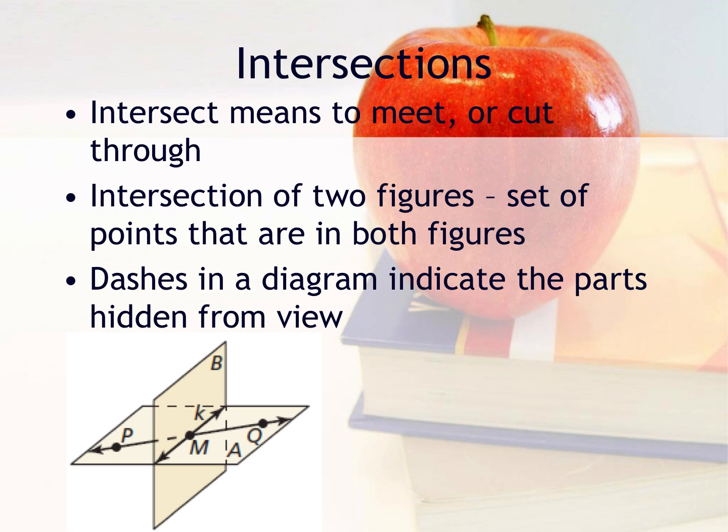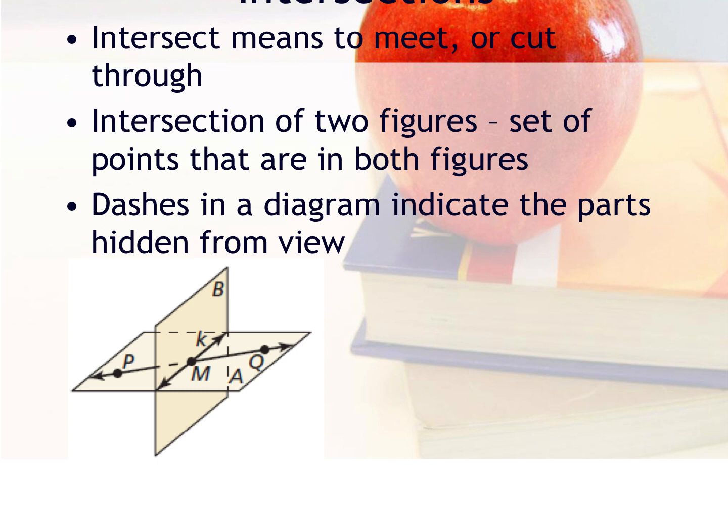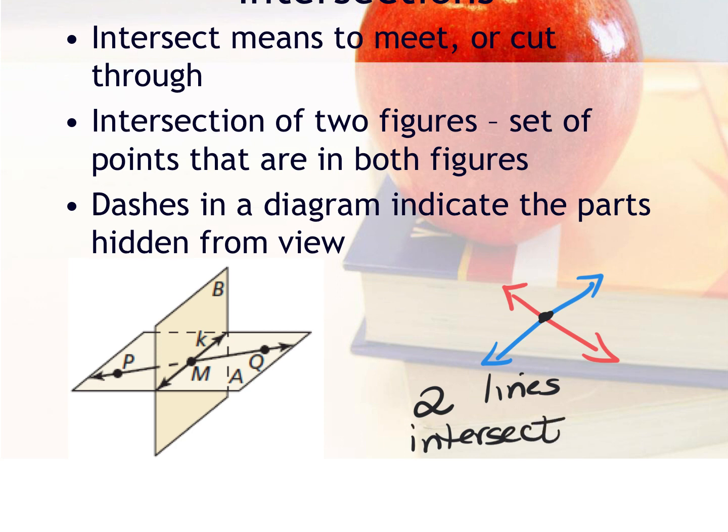So the intersection of two figures is going to be the set of points that are in both figures. So for example, let's say my 2 figures are 2 lines. So I have a line going this way and a line going this way. Their intersection is going to be the point that's in common. So that black point is on the red line and it's on the blue line, and that would be the point that is in common to both, and that is the point of intersection. So 2 lines always intersect at a point.